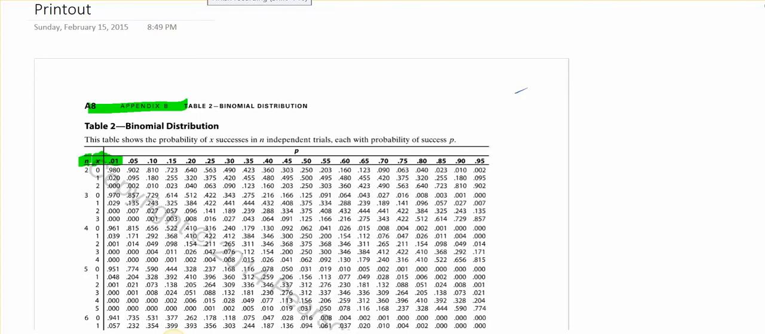Good morning. Purpose of this video is to show you how to use the binomial distribution table. It's in the appendix in your textbook. You can see at the top of the document that it's on page 8A.